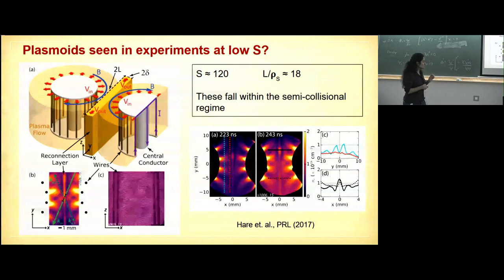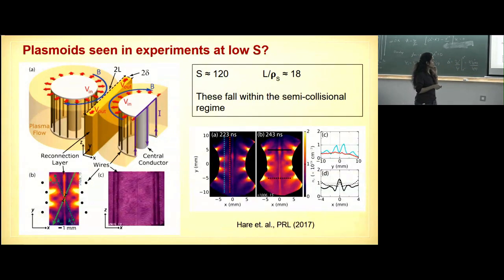All of this happens at a really fast time scale, so you see this at nanoseconds and so on. And the important thing is that if you were to estimate the Lundquist number and the L by rho s for the plasma seen in the experiment, those parameters simply fall into the semi-collisional regime. So what we think is that the plasmoids that are being seen here are being seen essentially because they fall into the semi-collisional regime.